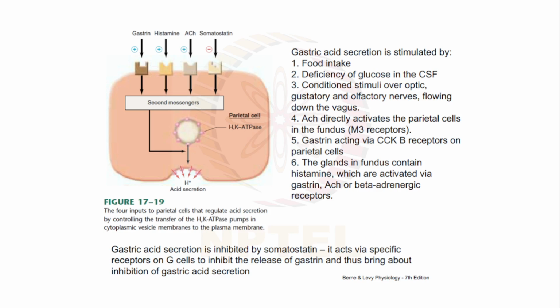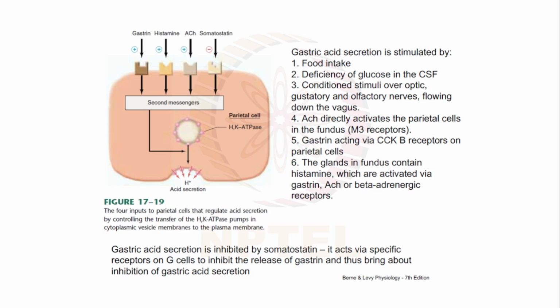Okay, so gastric acid secretion is stimulated again. This is just a recap so that you guys can get this message clear, that it is stimulated by food intake, deficiency of glucose in the CSF, that is the cerebrospinal fluid, and conditioned stimuli over optic, gustatory, and olfactory nerves. This is because when you smell the food and when you see the tasty food, this conditioned stimuli is also there for the secretion of gastric acid.